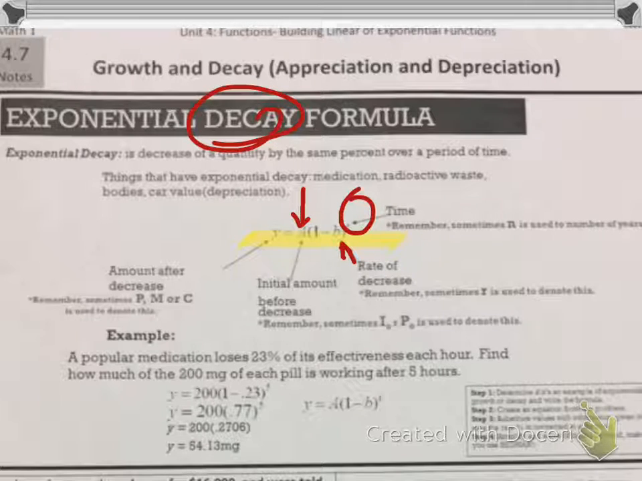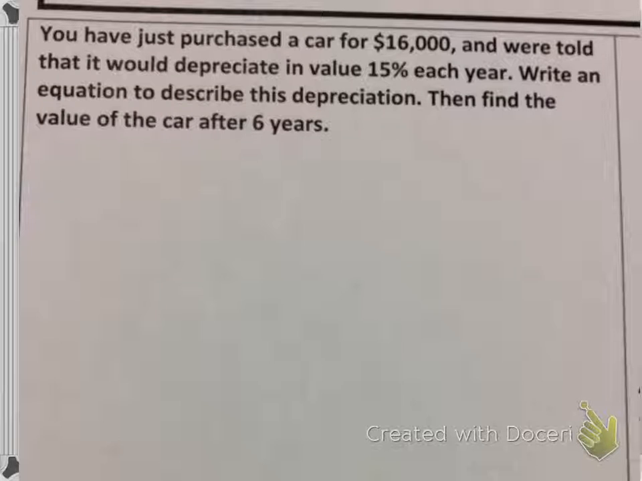This is the decay formula because of the minus sign right there. But if we put a plus sign right there, then it would be the increase or appreciation or growth formula. So this example down here says a popular medicine loses 23% of its effectiveness each hour. Find how much of the 200 milligrams of each pill is working after 5 hours. So they took the initial value, put it in. It was 1 minus the decimal number of the percent. So they changed that percent to a decimal number, and then just solved that equation after they put in t for time. It's quite simple to do, so let's see if we can figure it out ourselves.